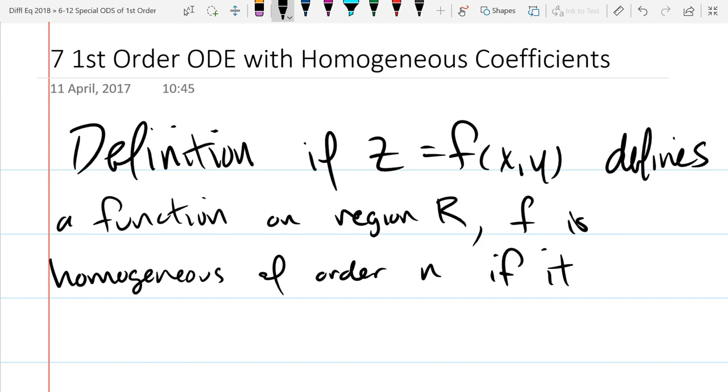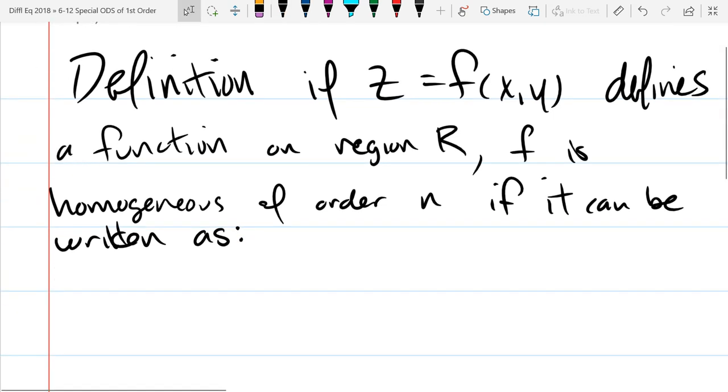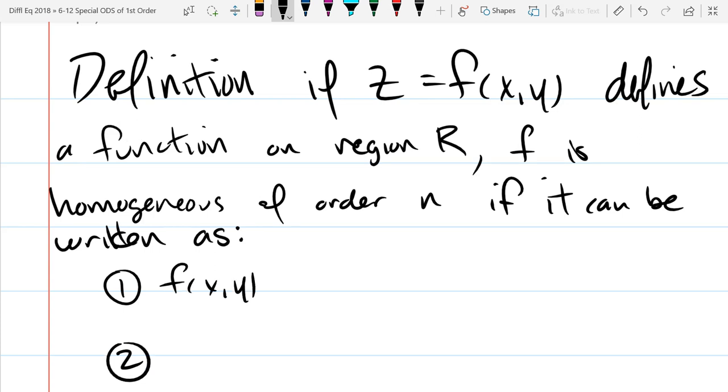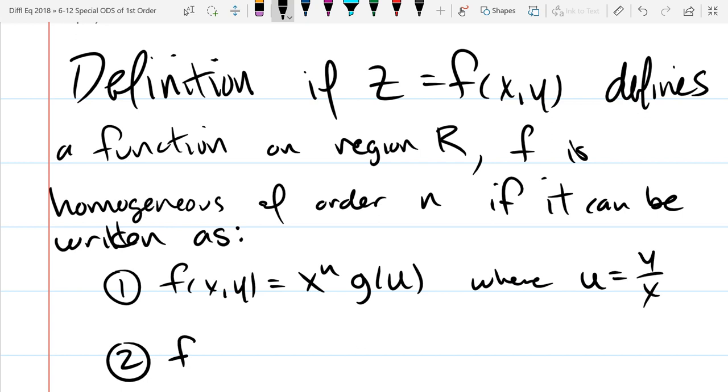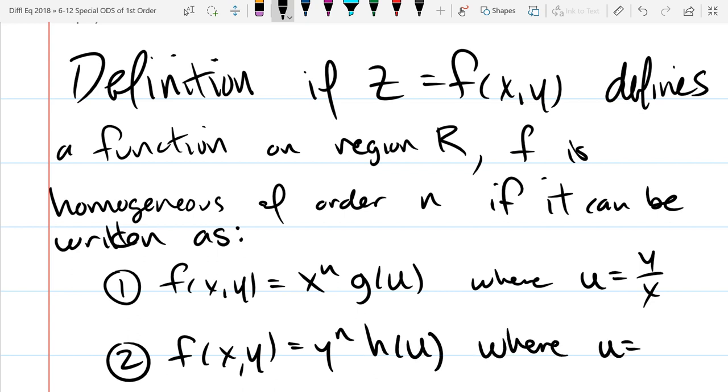If it can be written, there are two ways it could be written, and they're both going to be really similar. So if it is x to a power multiplied by a function of u, where u equals y over x, or if you could rewrite it in a very similar way where x and y trade places, so you get y to the n, and then some other function of u, where u equals x over y.